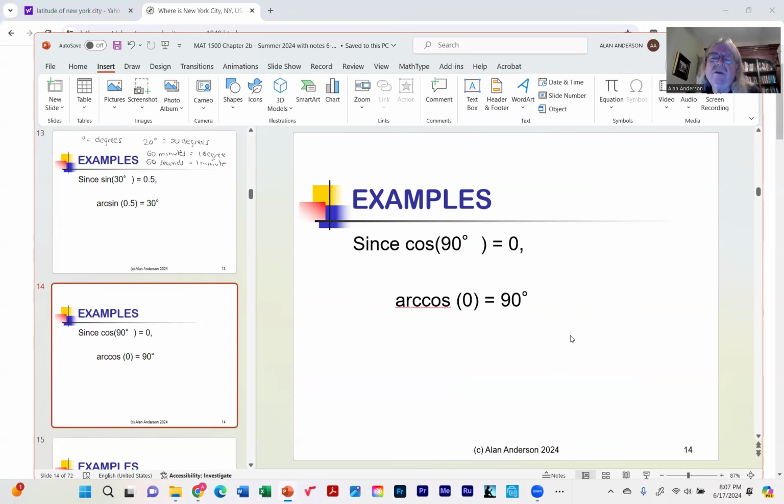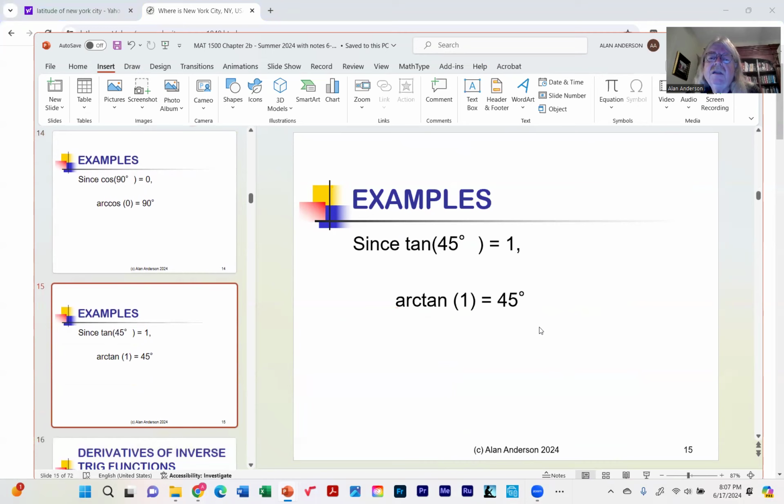Same thing here. The cosine of 90 is 0, which implies that the arc cosine of 0 is 90. The tangent of 45 degrees is 1, which implies that the arc tangent of 1 is 45 degrees.